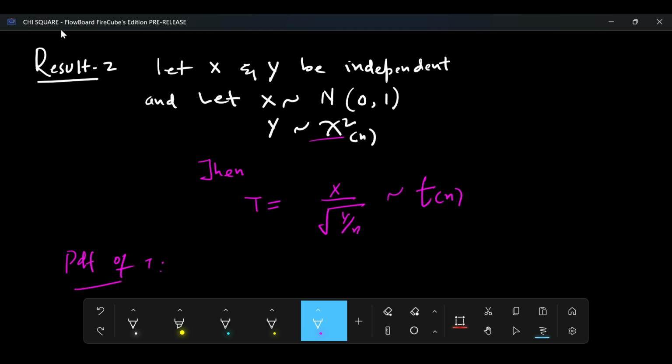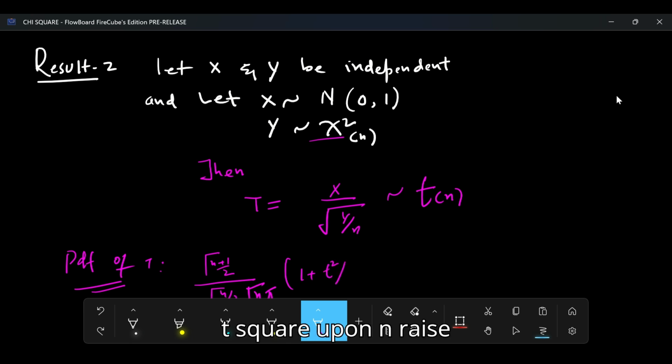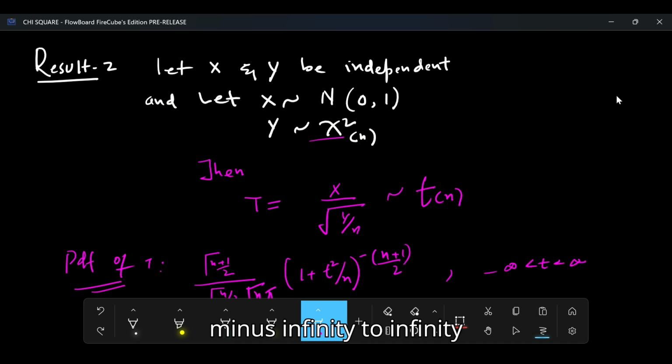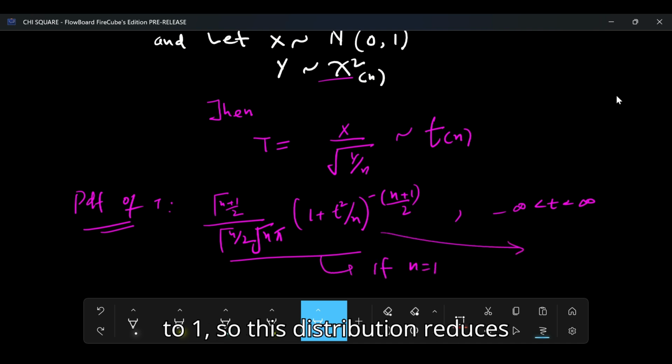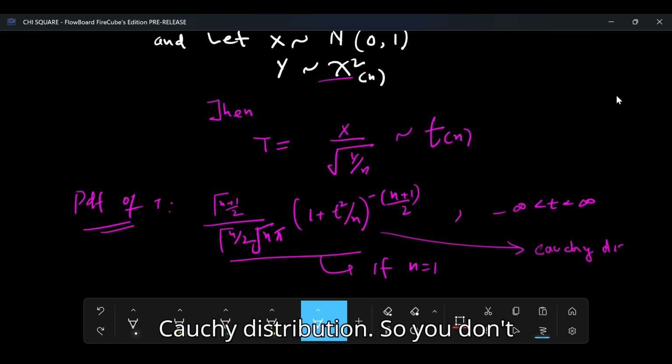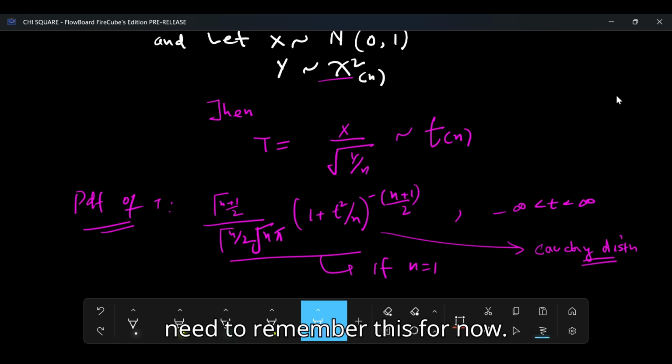Then the PDF of t is gamma of (n plus 1) divided by 2, over gamma n by 2, times the square root of n pi, times (1 plus t square upon n) raised to the power minus (n plus 1) divided by 2, where t is between minus infinity and infinity. This is the PDF of t distribution. And in this t distribution, if n is equal to 1, this distribution reduces to the Cauchy distribution. You don't need to remember this for now.